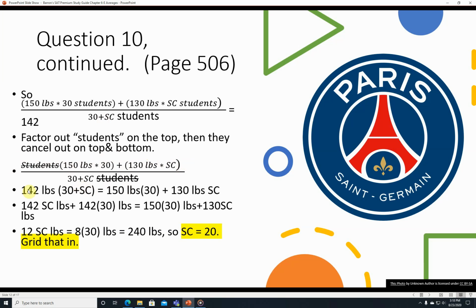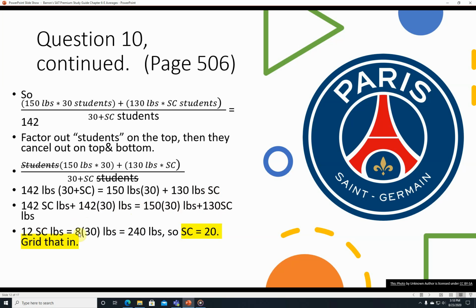That cancels out. So we get 142 pounds times 30 plus SC equals 150 pounds times 30 plus 130 pounds times SC. So 142 SC pounds plus 142 times 30 pounds equals 150 times 30 pounds plus 130 SC pounds. So then we just subtract the 130 SC pounds from 142.